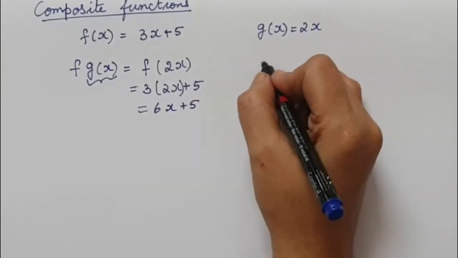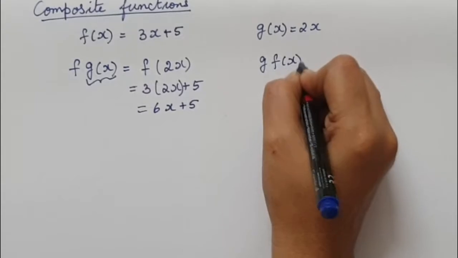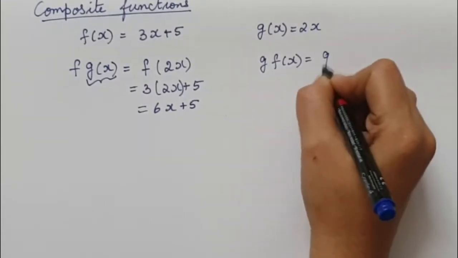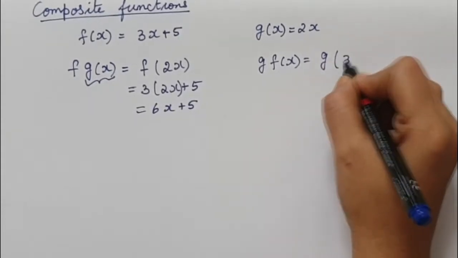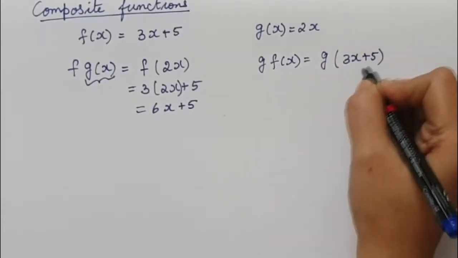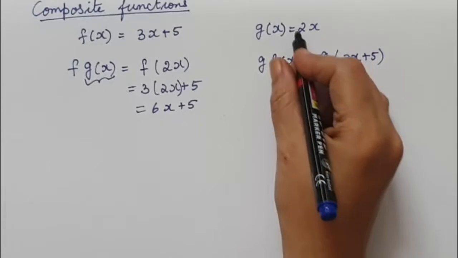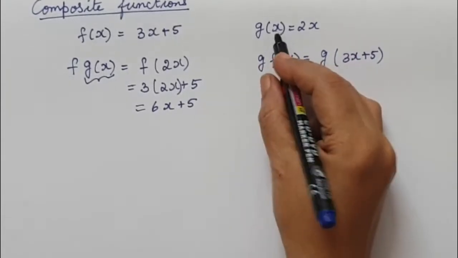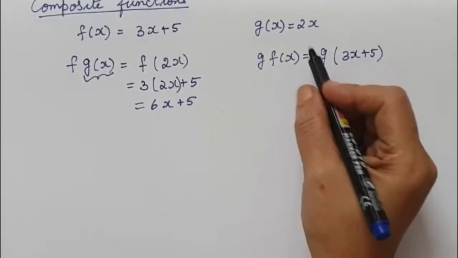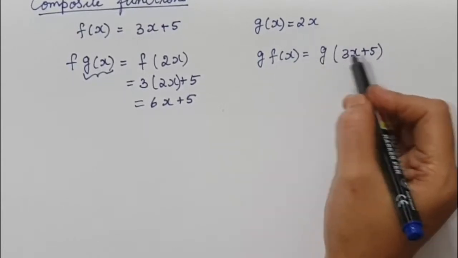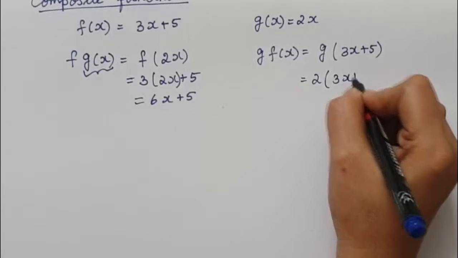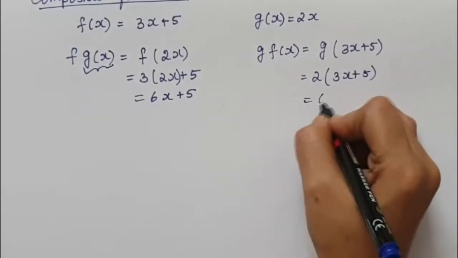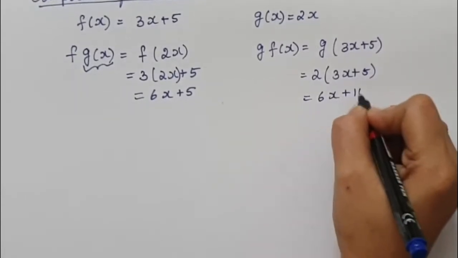In the same way, if you need to find gf of x, we keep our first letter g and we replace the value for f of x, that is 3x plus 5. Now we substitute and compare it with g. Here, instead of x we have 3x plus 5. So wherever there is x on the right side we write 3x plus 5. So 2 multiplied by 3x plus 5, which will be equal to 6x plus 10.